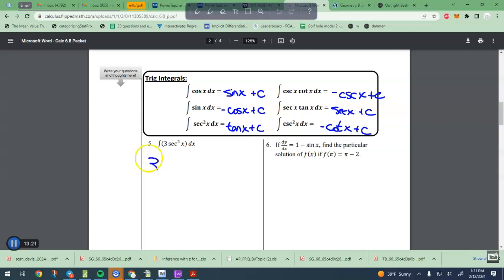So you don't necessarily need to show this step, but that 3 can factor out. And then what's the integral of sec squared? It's tangent. You put your plus c.